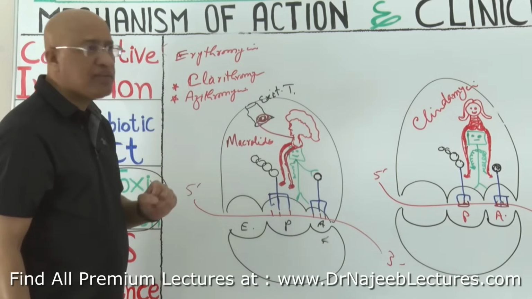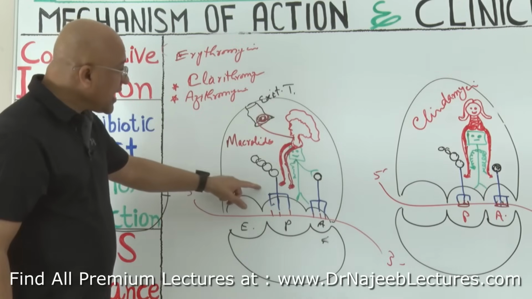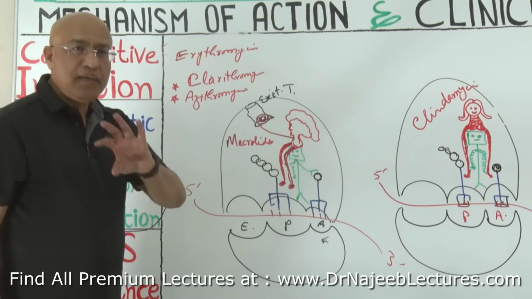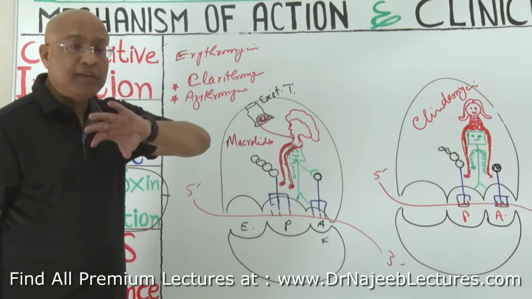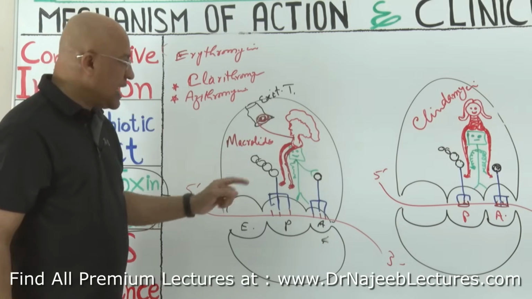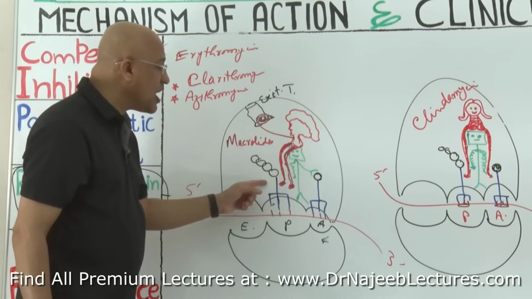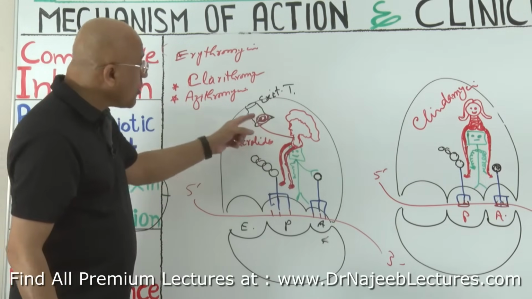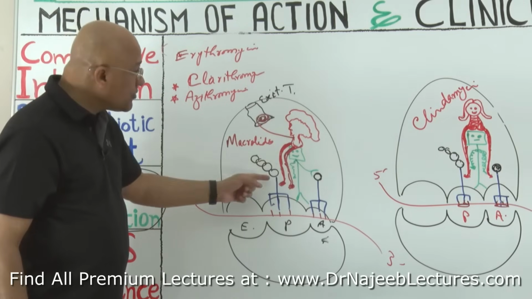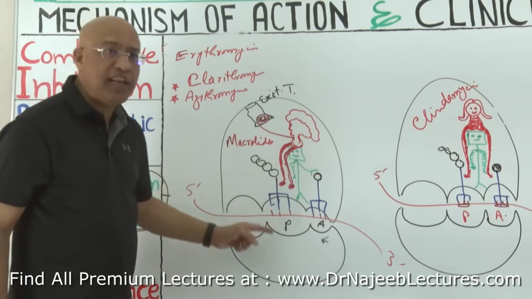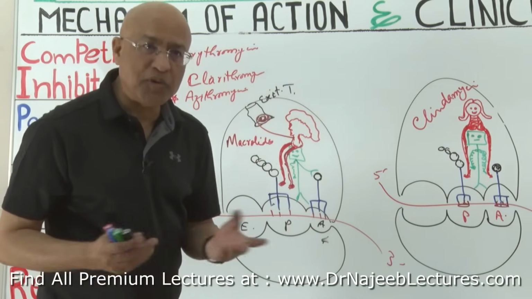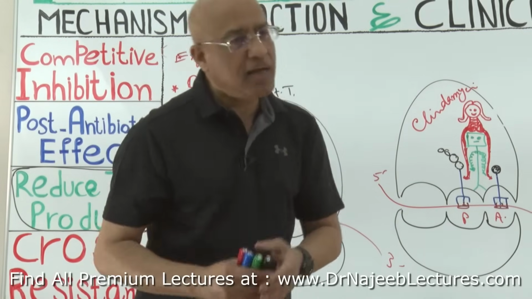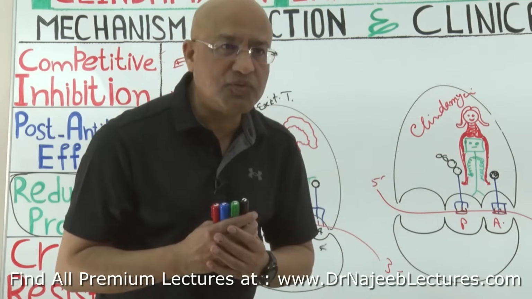And if they are acting on the P site, what will be the result? Peptidyl transfer RNA will be distorted at its position, and there will be failure of transpeptidation. And secondly, it is also blocking the exit tunnel. Both of these functions will lead to failure of ribosomal translocation. And if ribosomal translocation fails, chain elongation fails. And if chain elongation fails, protein synthesis fails.